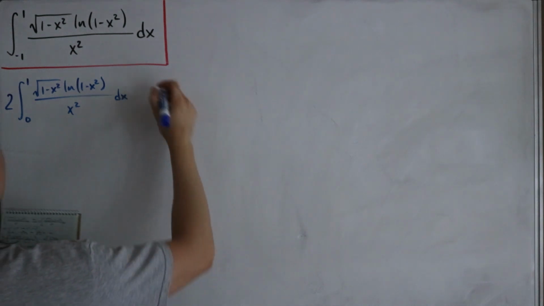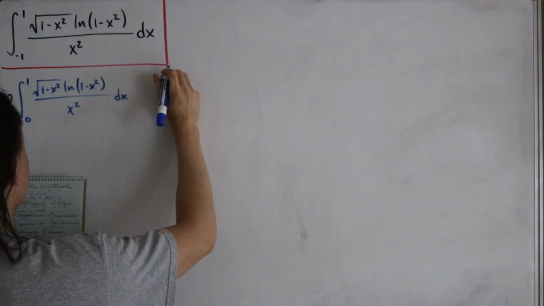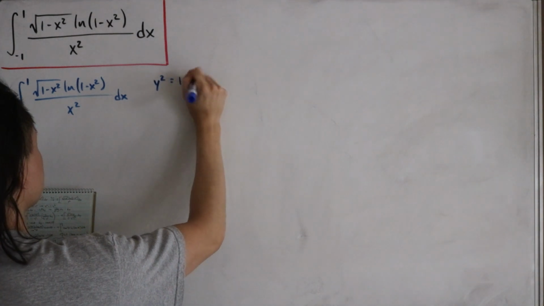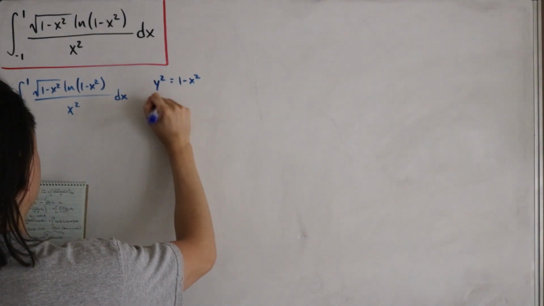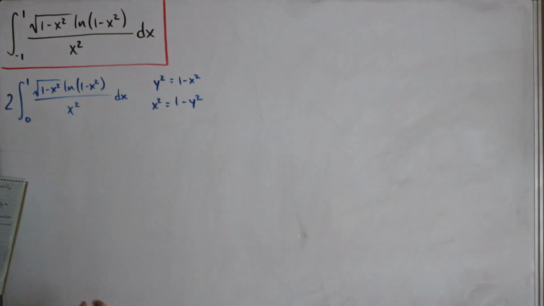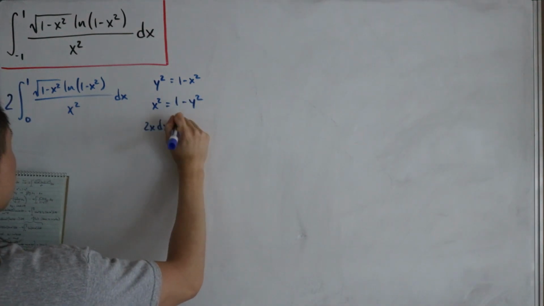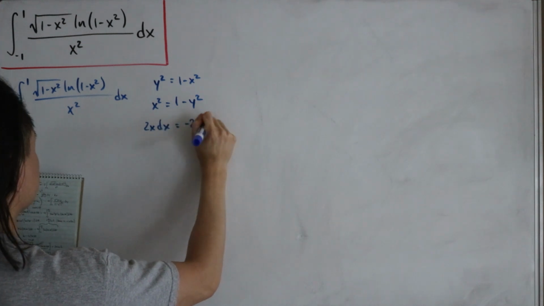So now here's our little substitution we'll be doing. We'll let y squared equal 1 minus x squared. So if I solve this for x squared, I have x squared equal to 1 minus y squared. Then differentiate both sides, so I have that 2x dx equals -2y dy.